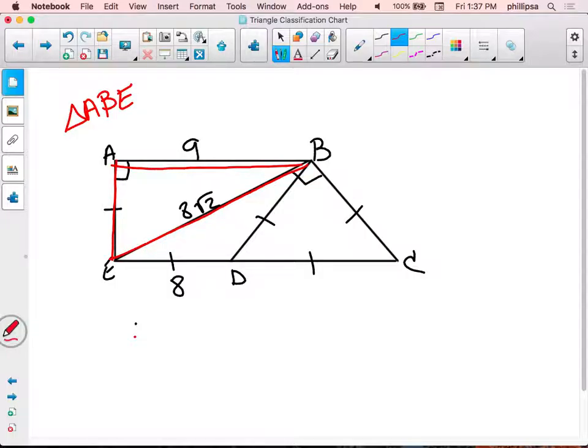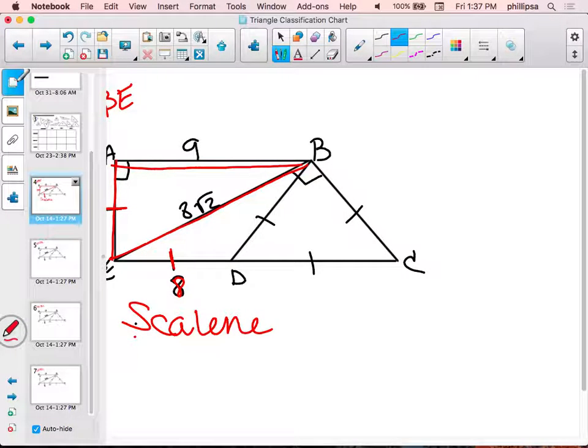Look at the sides. Ask yourselves how many congruent sides do you have. This side is congruent to a side over here that measures 8. That means that side measures 8. Everybody understands that, right? So you have a side that measures 8, another side measures 8 radical 2, and the last side is 9. That means it has 0 congruent sides. So what would it be? That's a scalene triangle. Okay, keep going with it.